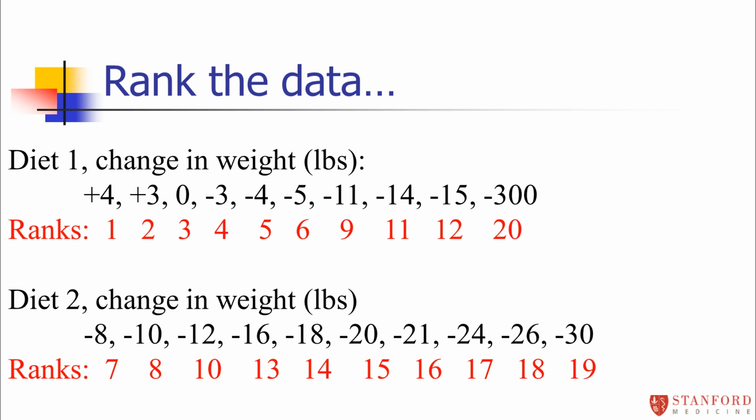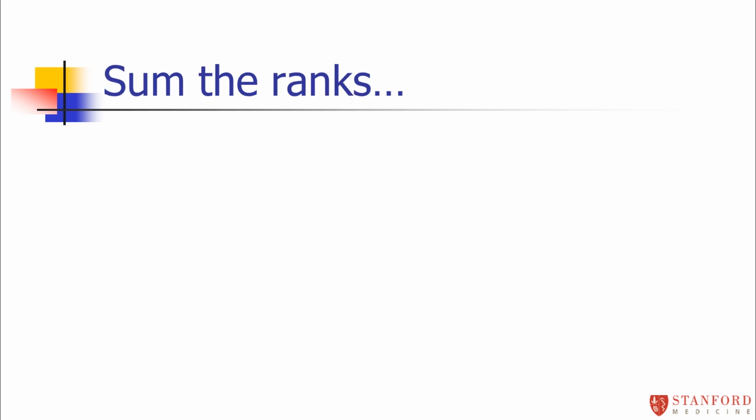So we rank the data, ignoring which group people are in, from the lowest to the highest, 1 to 20. Notice that we are including the person who lost the 300 pounds. They're getting the highest credit, the highest rank of 20. But the difference between 19 and 20 is much, much smaller than the difference between -30 and -300. So that outlier is not having so much influence here. By looking at ranked data, we're essentially comparing the medians rather than comparing the means.